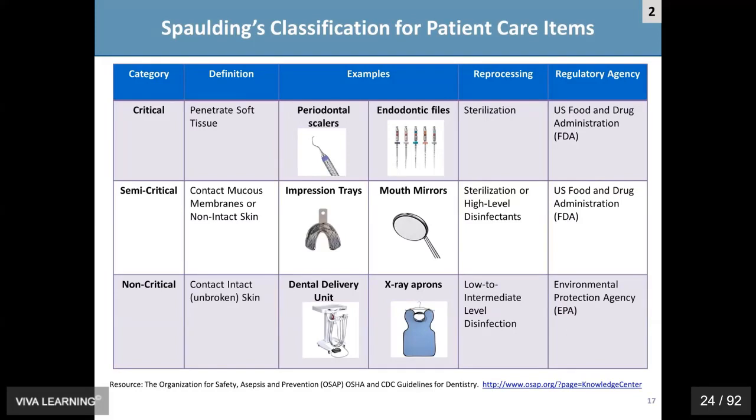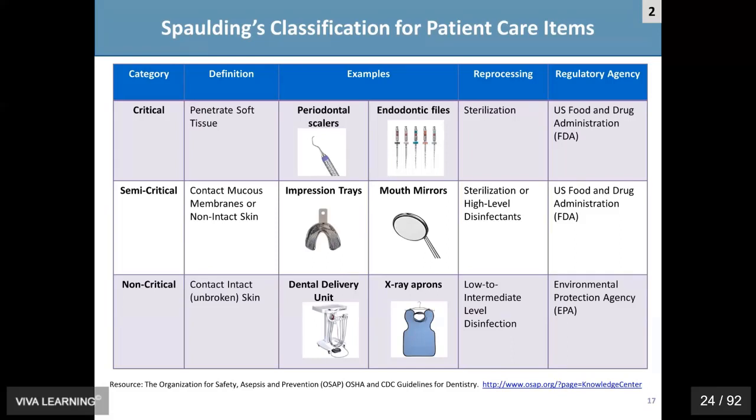Semi-critical items, these contact mucous membranes, so things that would touch the inside of the mouth, like impression trays and mouth mirrors, cheek retractors. And although it says sterilization or high-level disinfection is acceptable, you should really be trying to achieve sterilization. And let's face it, patients assume that things that we put in their mouth are sterile.